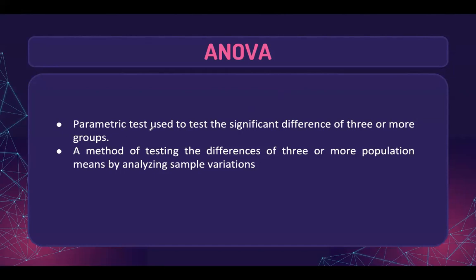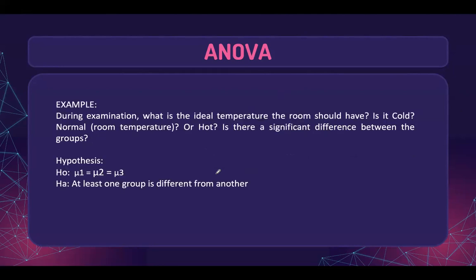Okay, so as we all know, the ANOVA is a parametric test, or ginagamit siya kapag evenly distributed yung data, to know if there is a significant difference among three or more groups. In this method, tinetest yung differences of the three or more population means by analyzing the sample variations. So, diretso tayo sa example.